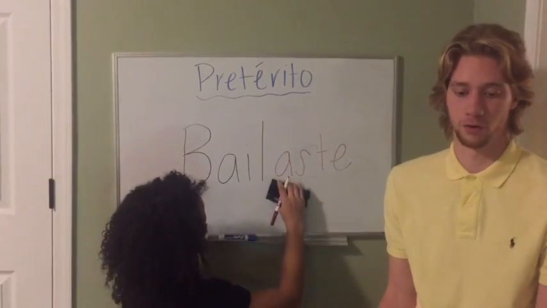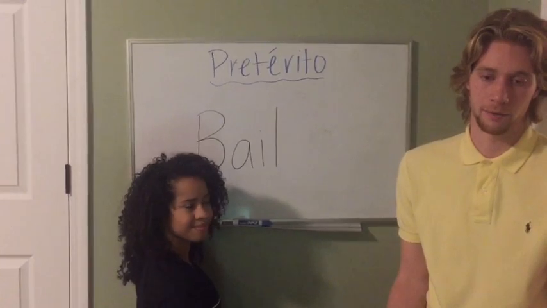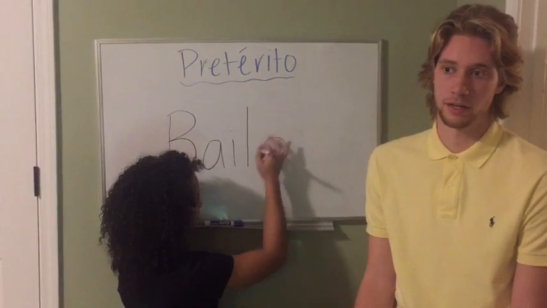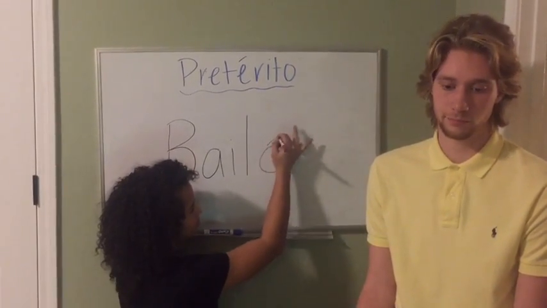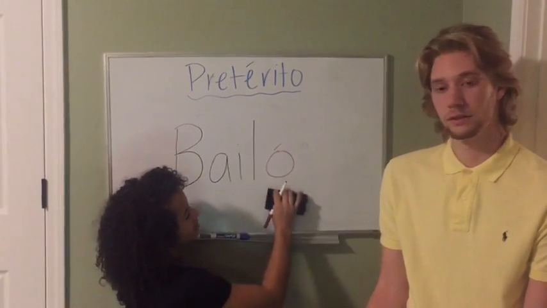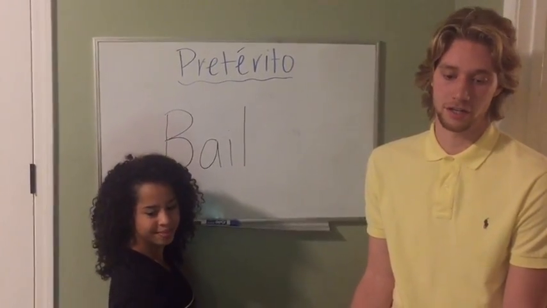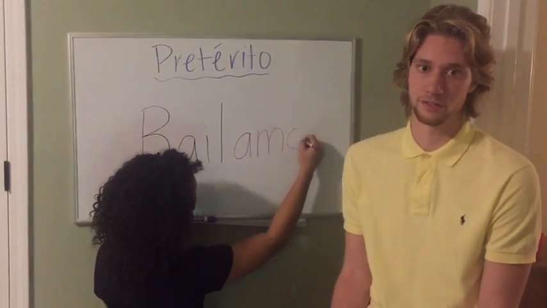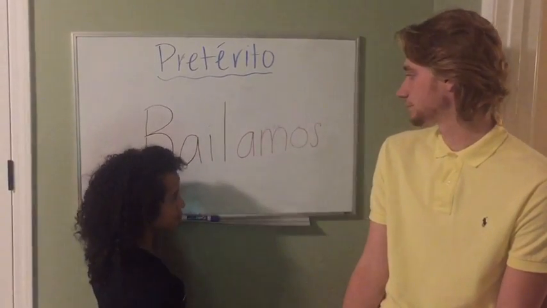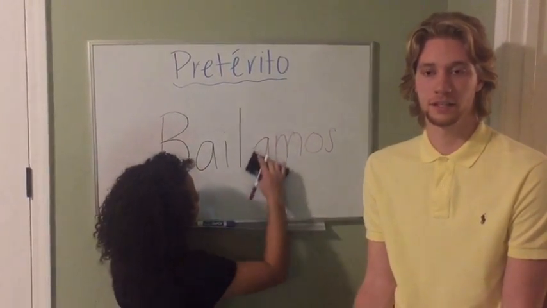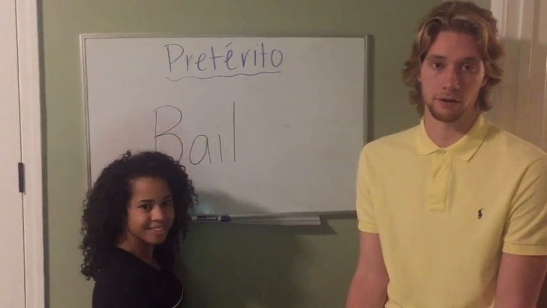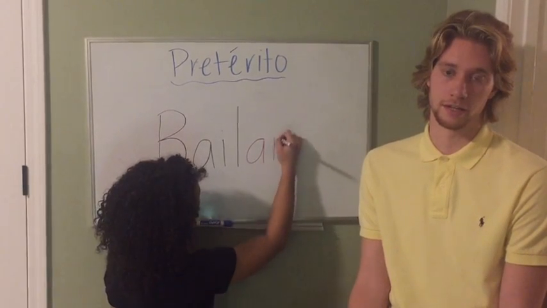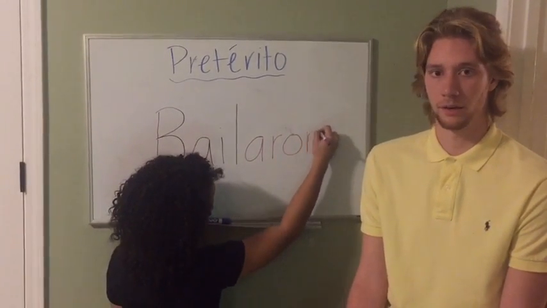For the third person form of bailar in preterite conjugation would be bailó, meaning he or she danced. The nosotros preterite conjugation of bailar would be bailamos, which means we danced. And lastly, to conjugate bailar in the preterite form, for the ellos, ellas, or ustedes form, would be bailaron.